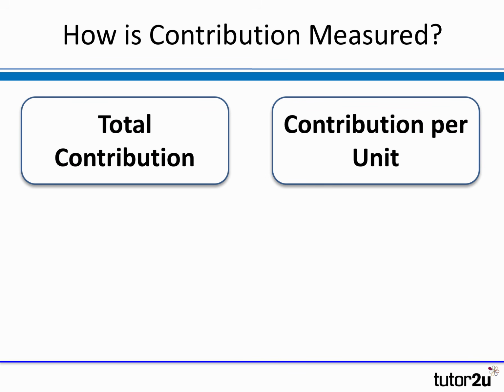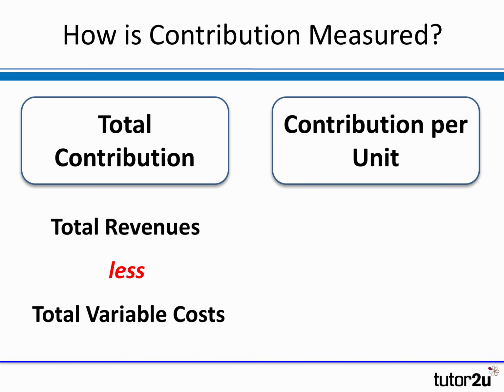Now, how do we measure contribution? There are two important measures that you need to be familiar with and need to practice. And in particular, the one on the right, contribution per unit, is incredibly useful if you're asked to calculate what the break-even level is, or the break-even output. Total contribution is calculated by taking total revenues for the business and taking away the total variable costs of the business. So in any business, you can usually split costs into those which are variable and those which are fixed. For contribution, we are only interested in variable costs. It's total revenues less total variable costs.